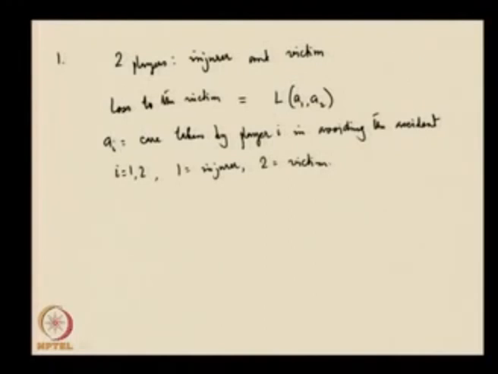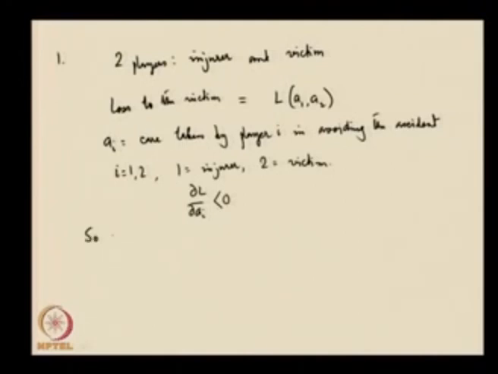And we can realistically assume that if Ai rises, L, the loss, will go on declining, because the more care you take to avoid the accident, the amount of loss is assumed to fall. We can interpret it in another way also: the more care you take to avoid the accident, the probability of the accident occurring declines, and so the expected loss from the accident declines. So, in terms of expected value also, this can be interpreted.